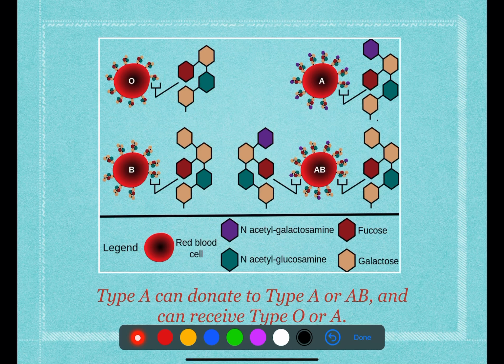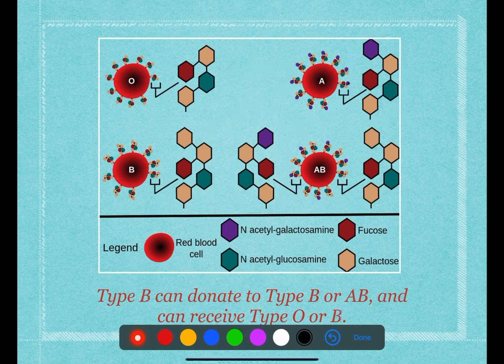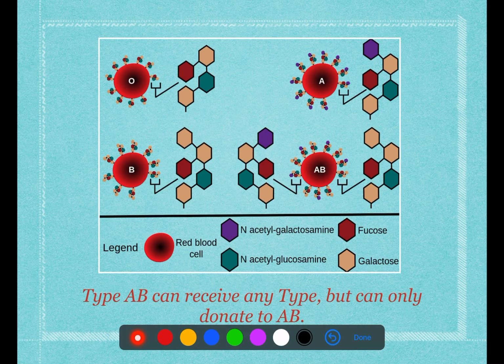Type A, with this structure right here, is able to donate to other type A, or it can donate to AB because AB blood cells recognize that similarity. But A is not able to donate or receive blood from type B or from type O because of the incompatibility of those carbohydrates. Type B, with this structure right here, is able to donate to AB because they match in that capacity, and of course other people with the same blood type. But as we've already talked about, A and B are incompatible, O and B are also incompatible.